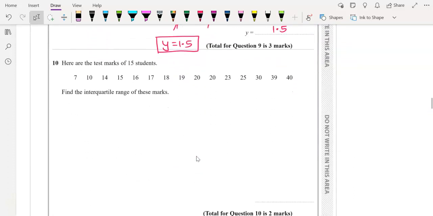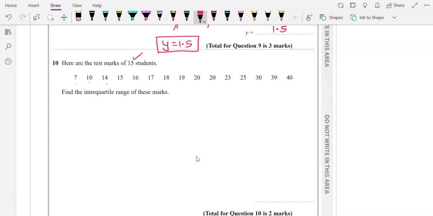Oh, easy one. Here are the test marks of 15 students. Find the interquartile range of these marks. So the first thing you have to check is, are the numbers in order? If you see all the numbers, the test marks are already in order. So 15 students, so we can find the one in the middle. So the eighth value, 15 plus 1 over 2, this eighth value is at the center.